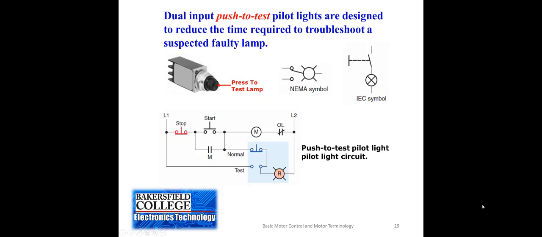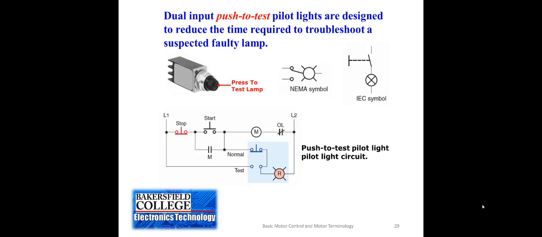There is a type of lamp that is called a push-to-test pilot light. Essentially, you can push the lens of the light in, and that changes a switch inside. So normally, with it not being pressed, it will be connected to the circuit that is energizing it. But when you press it in, it removes that connection and instead connects the light directly to power, and then the light should glow.